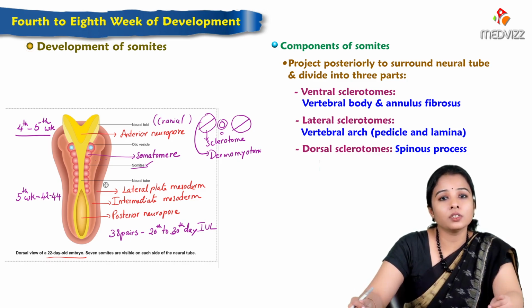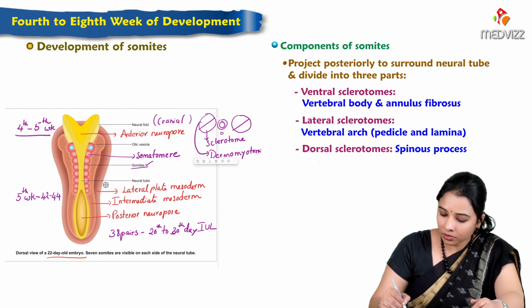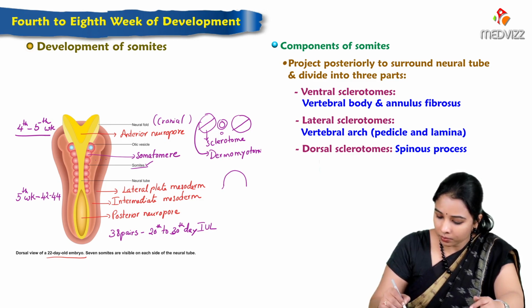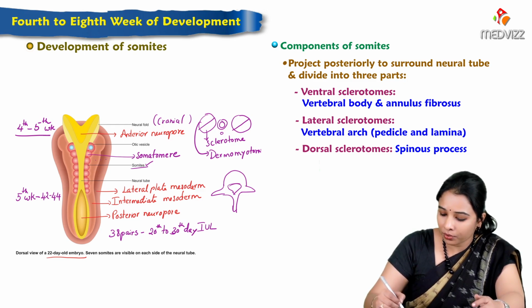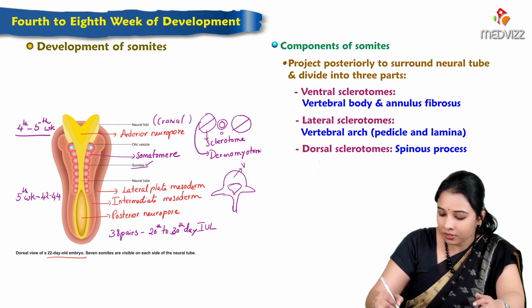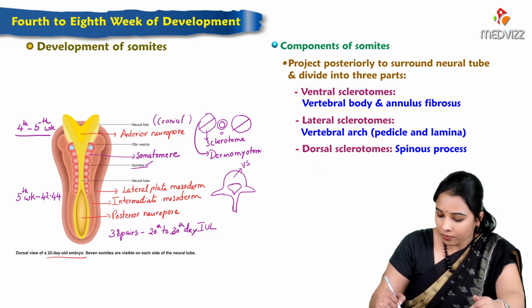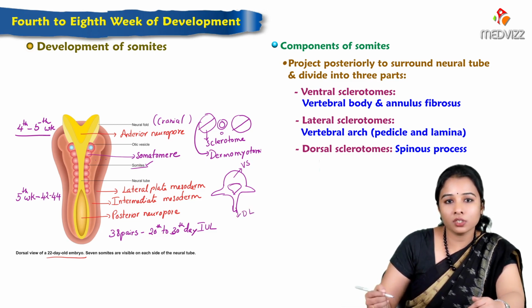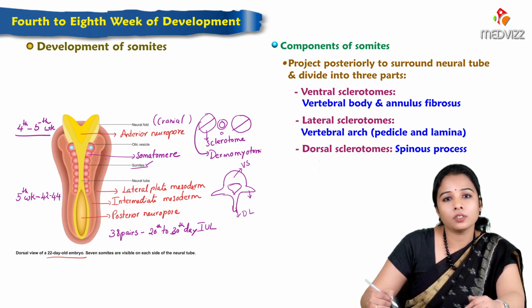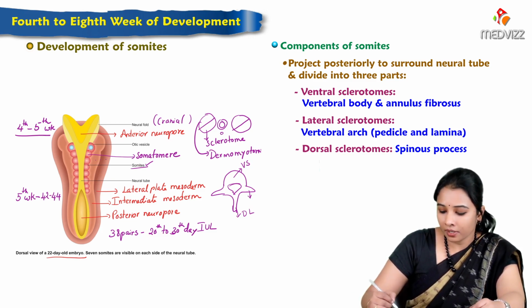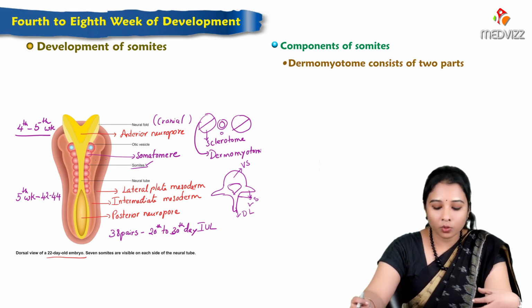So ventral forms the body of the vertebra. If you see the vertebra, this is the body, transverse process, and posteriorly we have got the spinous process. And this is the vertebral canal. This is just a schematic picture for you to understand. So the body is derived from ventral sclerotome and dorsal sclerotome will form the spinous process. Lateral sclerotome will form the vertebral arch, including the laminae on each side, and pedicles.